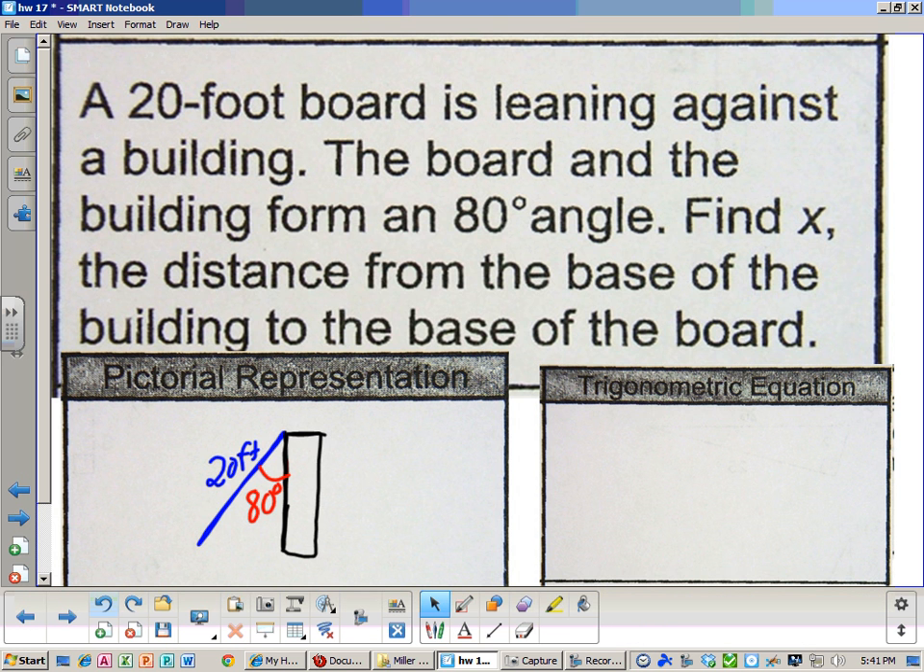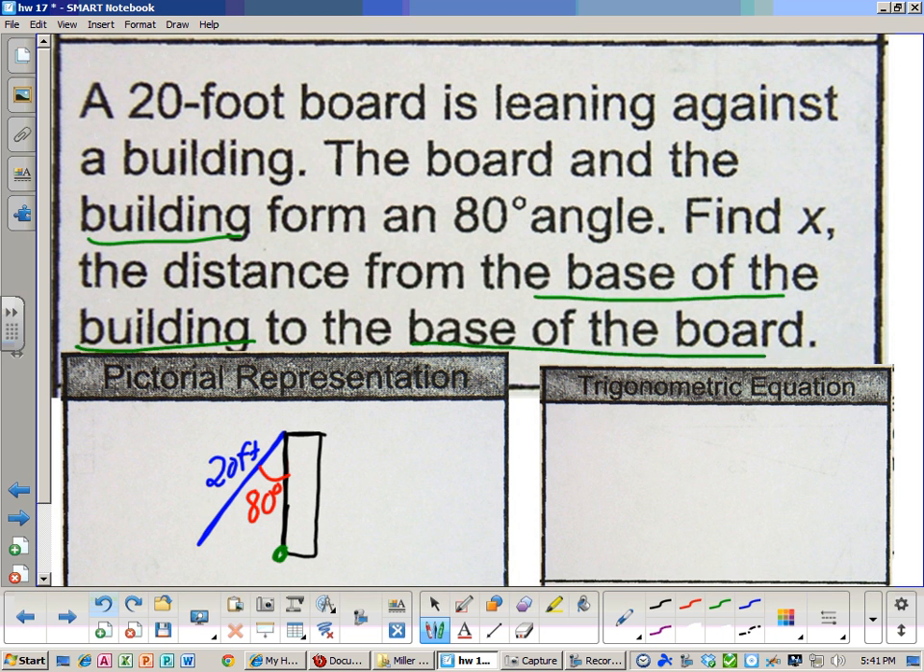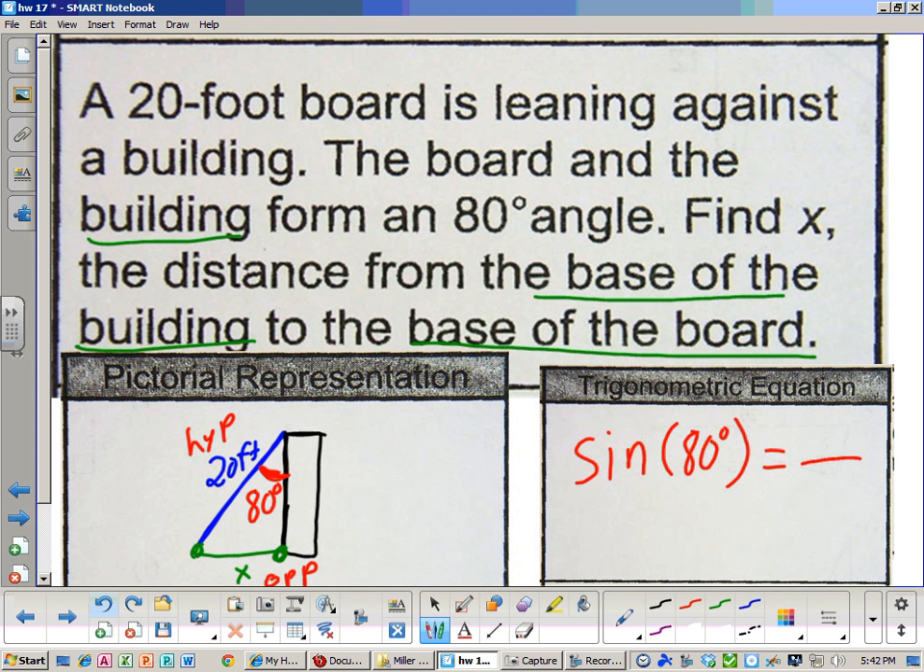Find x, the distance from the base of the building. Base of the building is right here. Ah, the base of the building to the base of the board. Oh yeah, this is easy. There's the base of the board. What's that distance? X. Nice, easy. So we have our angle here, which means that this is our hypotenuse. This is our opposite. So this is going to be a sine function. Sine of 80 degrees is equal to opposite, x over 20.